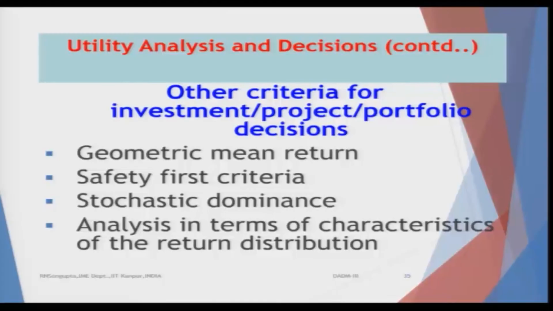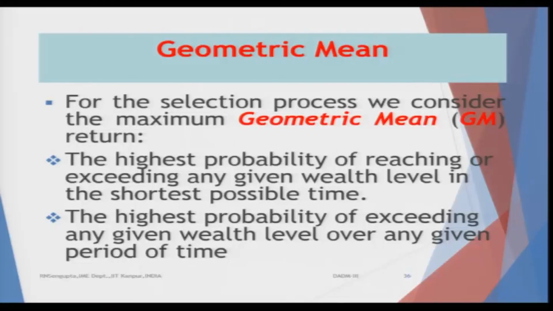Now, we will consider some other criteria for investment projects and portfolio decisions, and this I will come up with later on in the optimization framework. So, you have the geometric mean concept, you have the safety first criteria. Safety first criteria is basically important to understand. You have the stochastic dominance and the analysis in terms of characteristics of the return distribution. So, let us consider the geometric one.